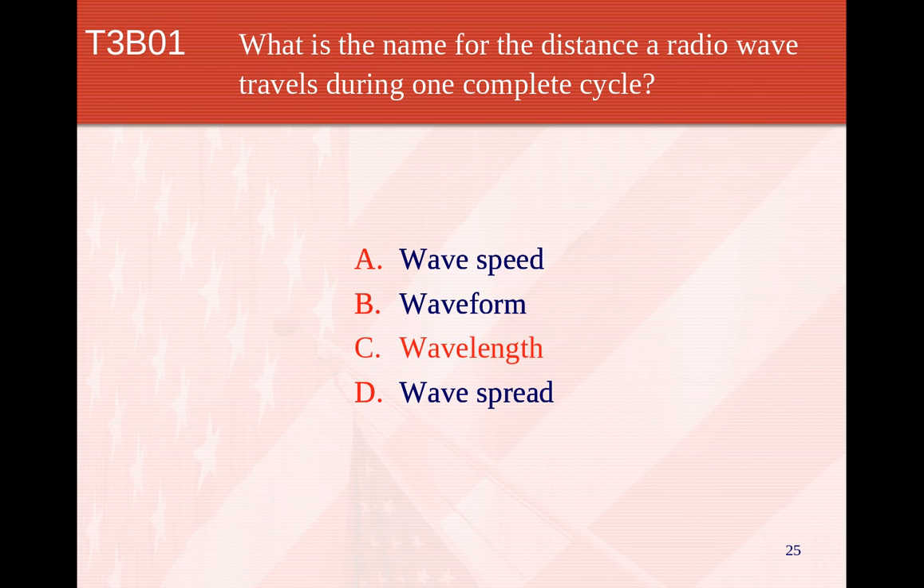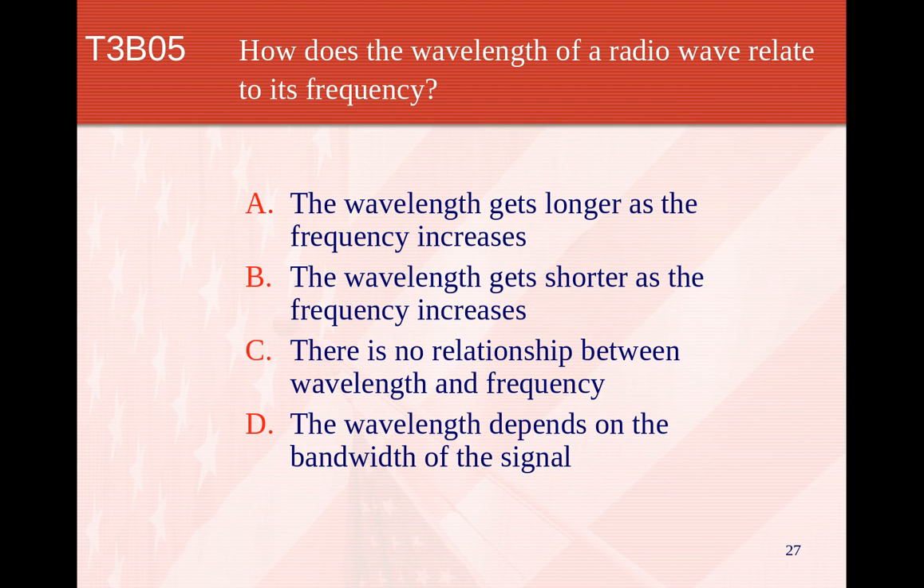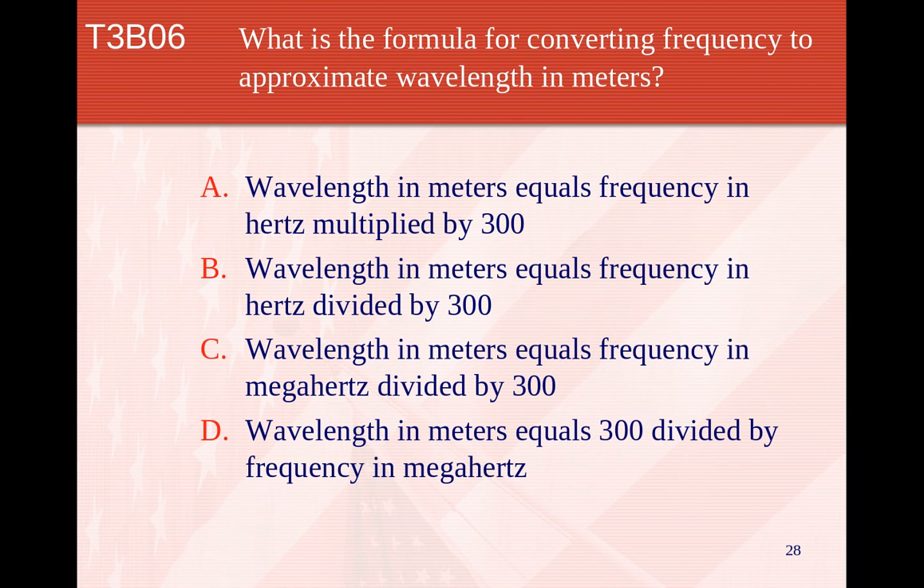What is the name for the distance a radio wave travels during one complete cycle? The wavelength. What property of a radio wave is often used to identify the different frequency bands? The approximate wavelength. How does the wavelength of a radio wave relate to its frequency? The wavelength gets shorter as the frequency increases. The wavelength gets longer as frequency decreases. What is the formula for converting frequency to the approximate wavelength in meters? Wavelength in meters is equal to 300 divided by frequency in megahertz.